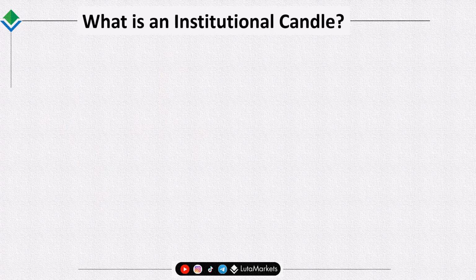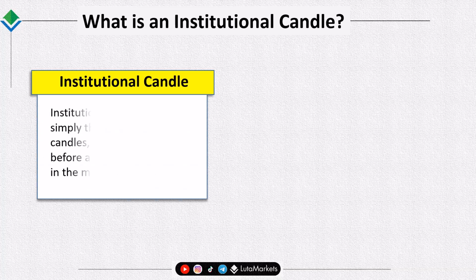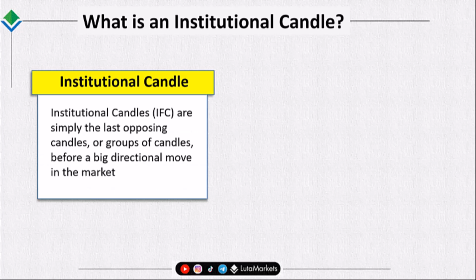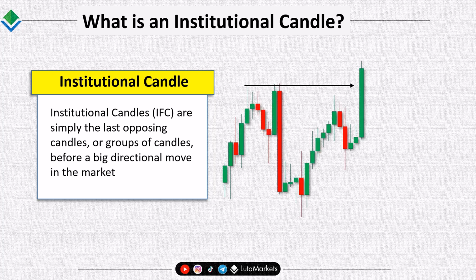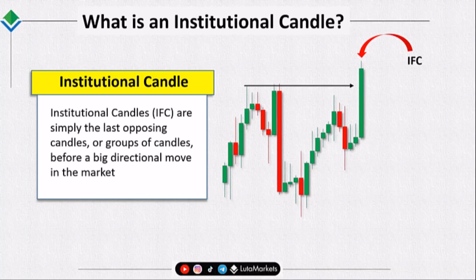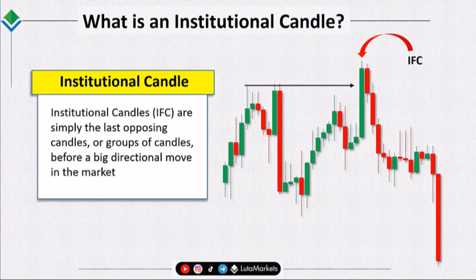What is an institutional candle? Alright, let's start with the basics. Institutional candles, IFC, are simply the last opposing candles, or groups of candles, before a big directional move in the market. These are the moves where the price action looks like it's going in the opposite direction, but really, it's just grabbing liquidity for the bigger move ahead. You'll often hear them called bangers candles because they literally bang through market structures before shifting direction. Institutions, or big players, often do this to absorb retail trader liquidity. The idea is that retail traders get caught in the wrong place at the wrong time, and the big players can use that liquidity to push prices in their favor.